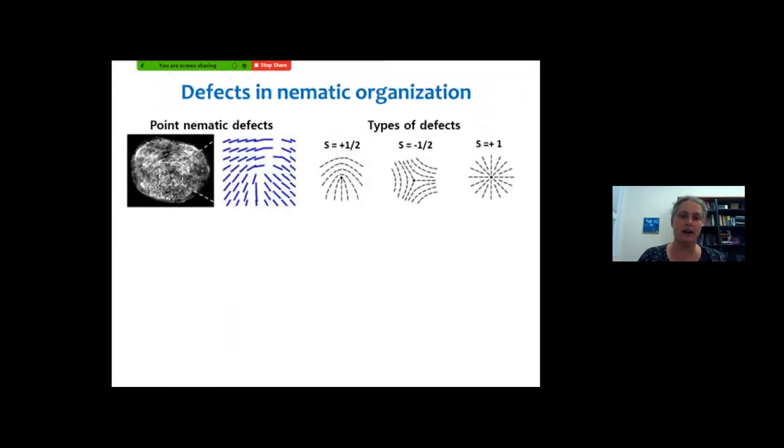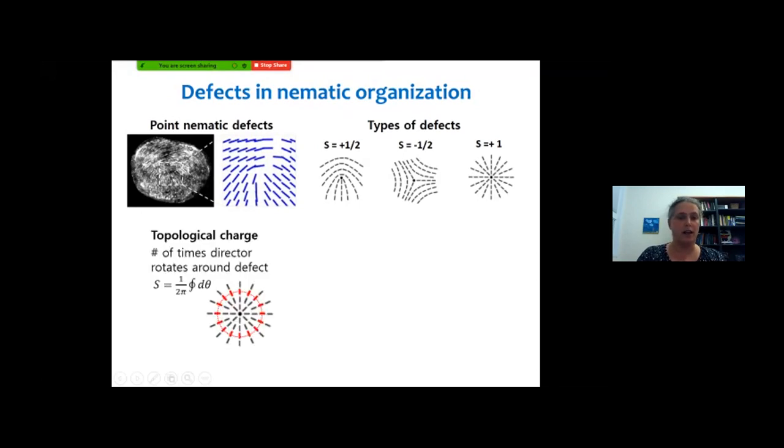So defects are singularities in the director field. These point singularities can be characterized into different types of defects that are characterized by different charges. So you can see here +½ defects, -½ defects, and +1 defects. These charges are basically the winding number. As you go around the defect, this will tell you how many times the director field rotates.